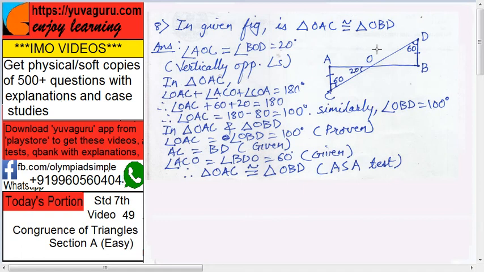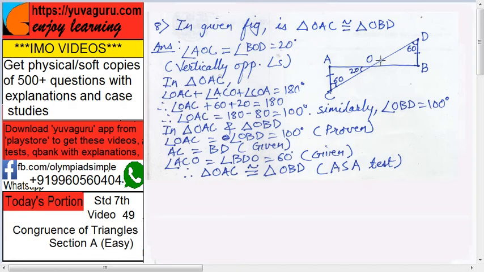The given figure is: triangle OAC congruent to triangle OBD. Let's see. Here in the figure, angle AOC equals angle BOD, right? Why? Vertically opposite angles, so they are always congruent.